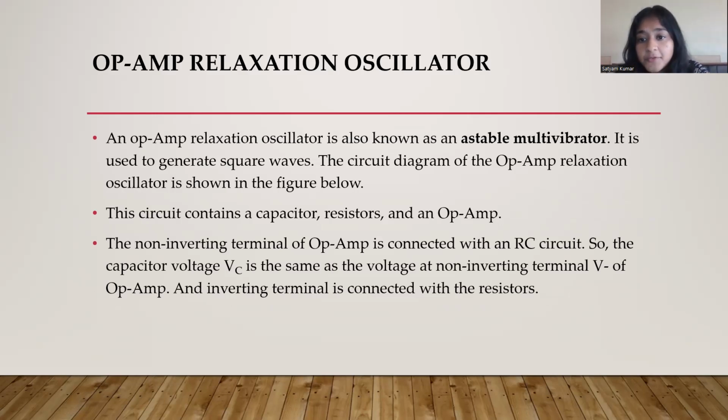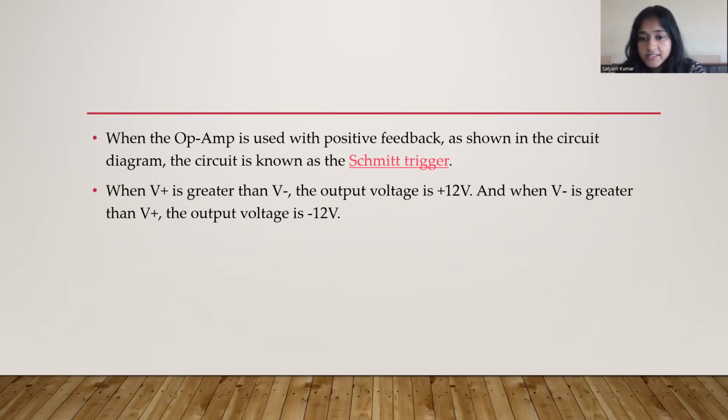The circuit diagram of the op-amp relaxation oscillator is shown. The circuit consists of capacitor, resistors, and an op amp. The non-inverting terminal of op amp is connected with an RC circuit. So the capacitor voltage VC is the same as the voltage at the non-inverting terminal V minus of op amp. An inverting terminal is connected with the resistor.